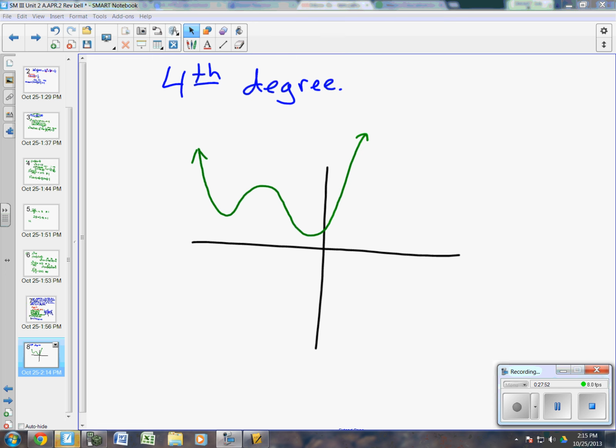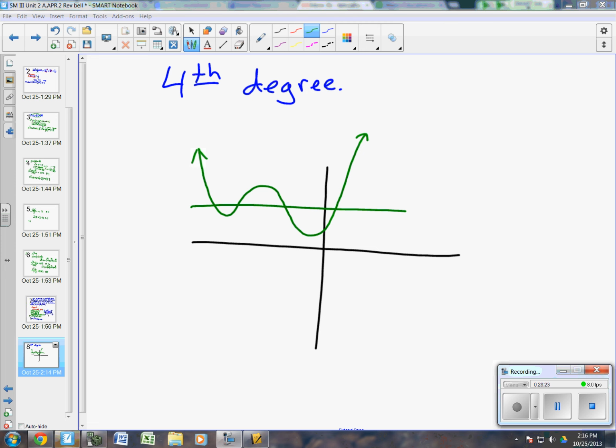What do you guys think? Well, I just said no real roots. Okay, Colby. Okay, come show us. Perfect. Okay, so while he's coming up here, you guys, this is absolutely correct because it doesn't cross the x-axis, right? And a real root is where it crosses the x-axis.